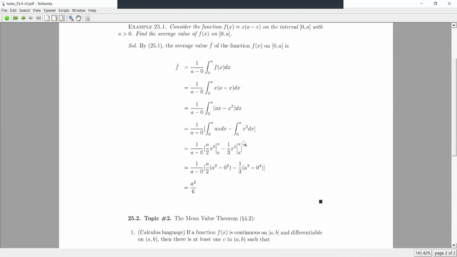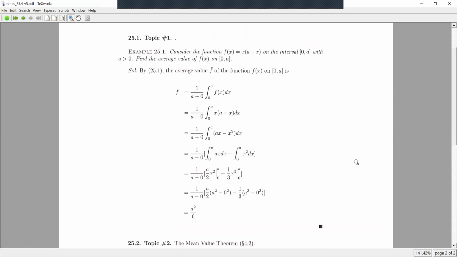Similarly, for this, plug in a in x minus plug in 0 in x, then we get this number. Now, simplify this number, we get the answer is a squared over 6. Yeah, this number is the average function value of this function on this interval.